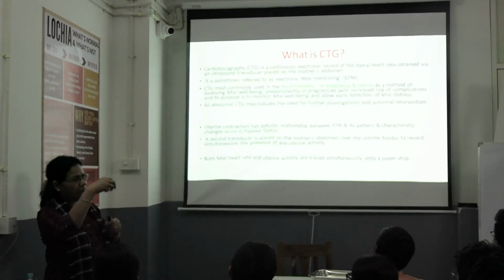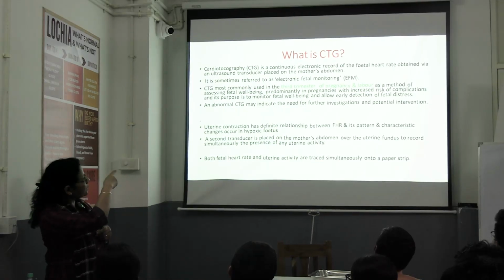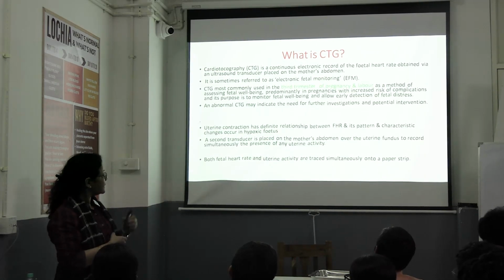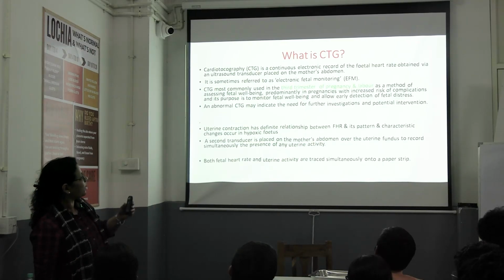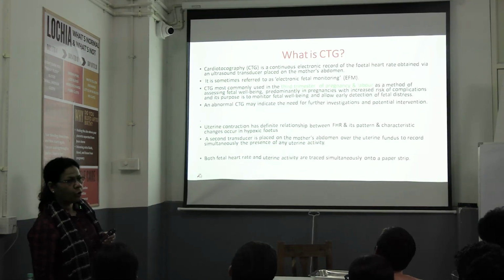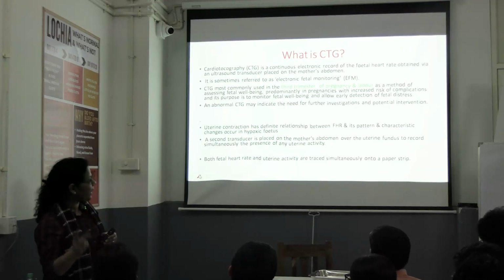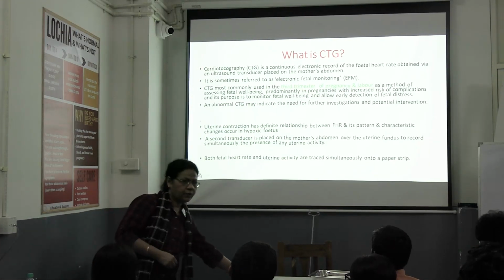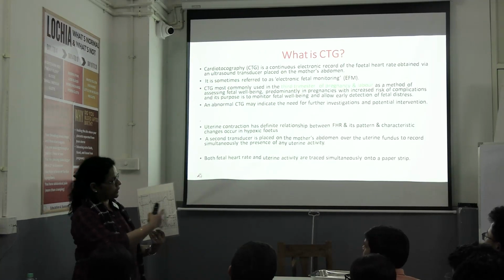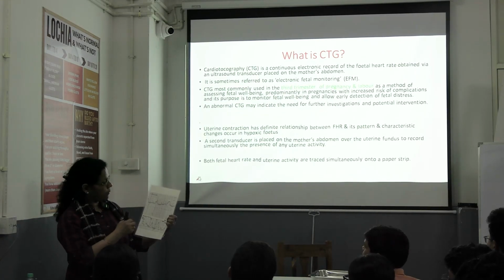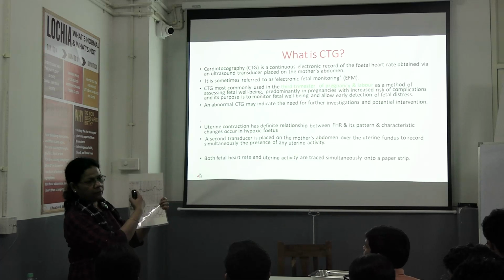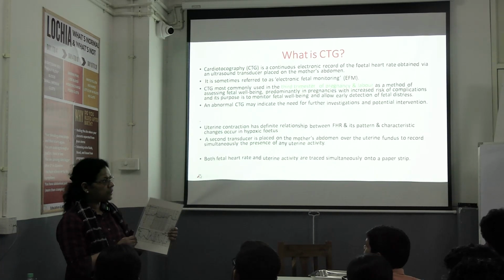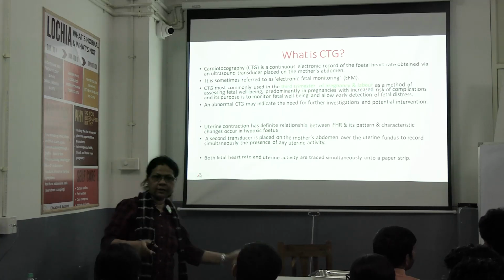First, an ultrasound transducer is placed on the maternal abdomen to pick up the fetal heart rate, and a second one is placed to pick up the uterine contractions. So both fetal heart rate and uterine activity are traced simultaneously onto a paper strip. So this is the graph that is plotted, and we have the heart rate plotted on top and the uterine contractions below. So what is the relationship between the uterine contraction and the heart rate?